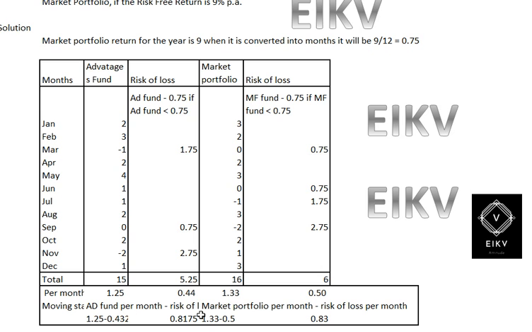So the Morning Star index per month would be the Advantage Fund return per month minus the risk of loss per month, which means 1.25 minus 0.44, which gives you 0.81. And in terms of the market portfolio it would be 1.33 minus 0.5, which is 0.83.